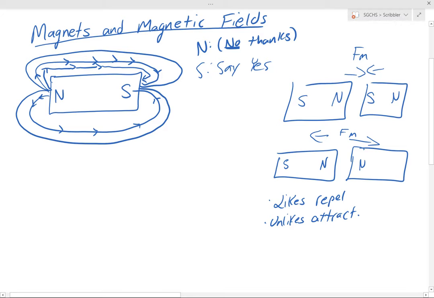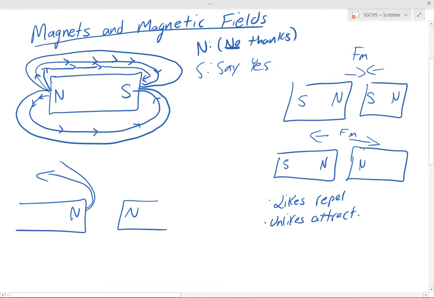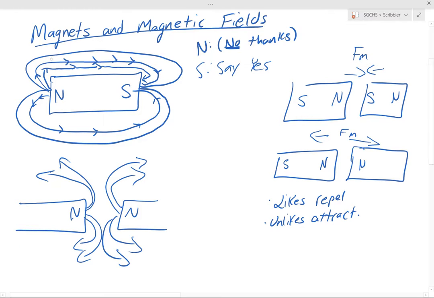So say yes. That being said, if we have, say, a north and a north here, these two magnetic field lines are going to push off of each other. And that's why you feel a magnetic force that repels. You see a magnetic force acting away, so they're repelling. It's a repelling force, and that's because your magnetic field lines repel each other.